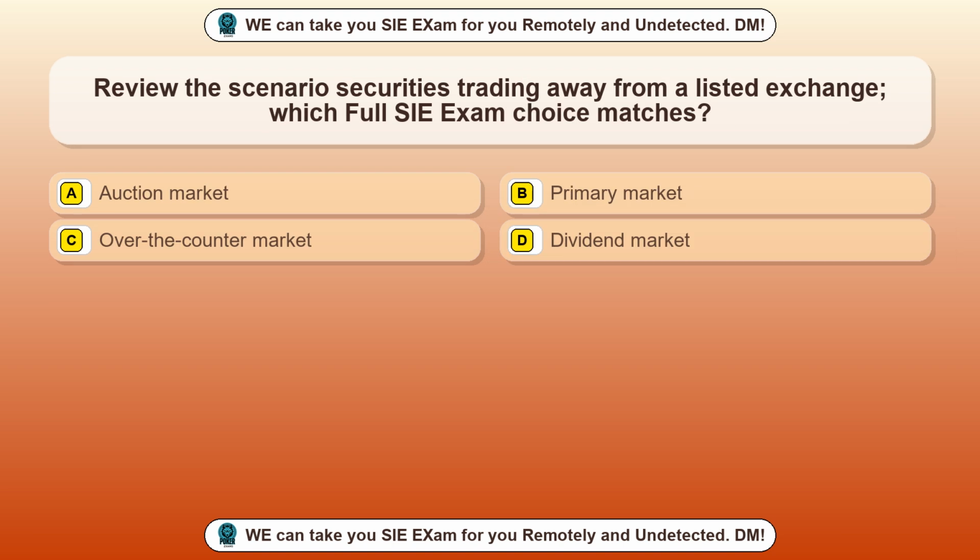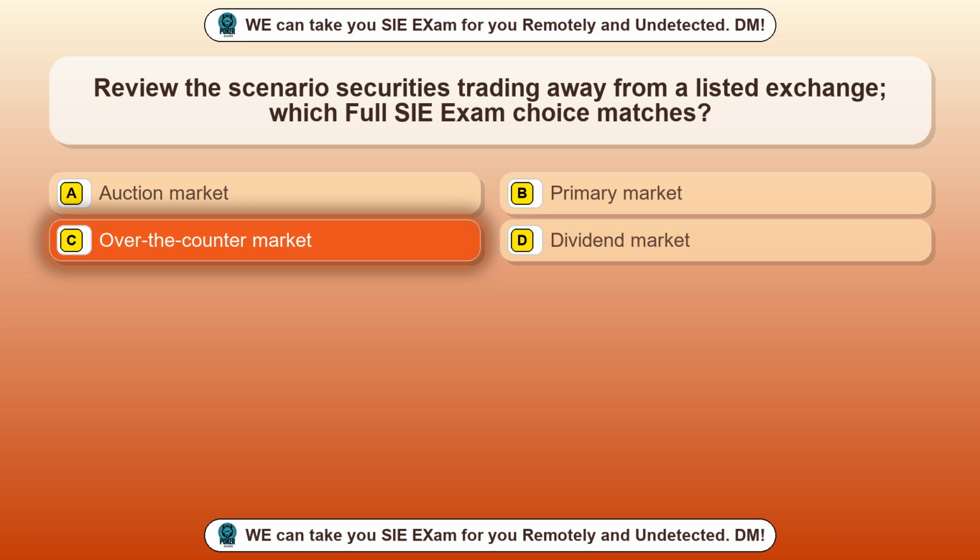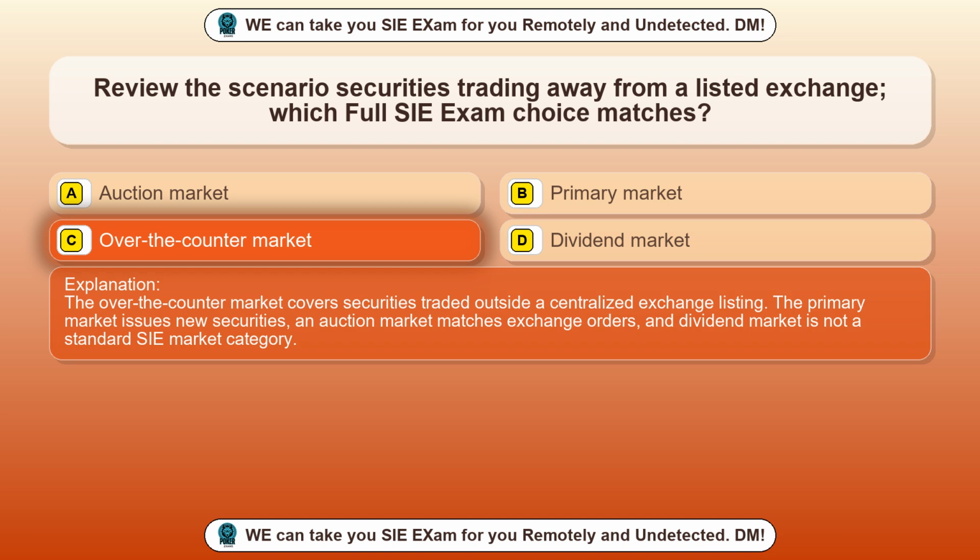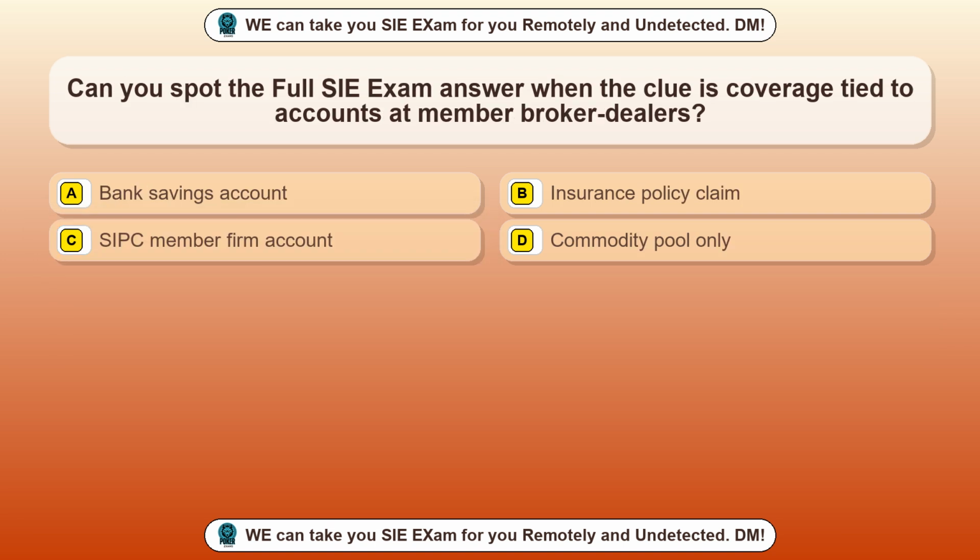Question 25. Review the scenario: securities trading away from a listed exchange. Which full SIE exam choice matches? Option A, auction market. Option B, primary market. Option C, over-the-counter market. Option D, dividend market. The correct answer is option C, over-the-counter market. The over-the-counter market covers securities traded outside a centralized exchange listing. The primary market issues new securities, an auction market matches exchange orders, and dividend market is not a standard SIE market category.